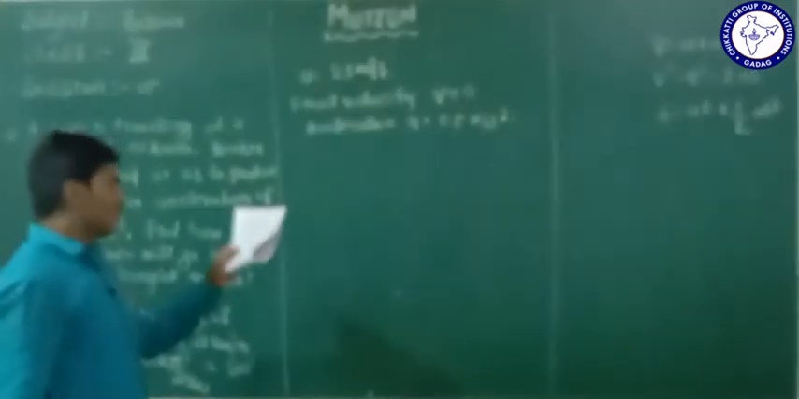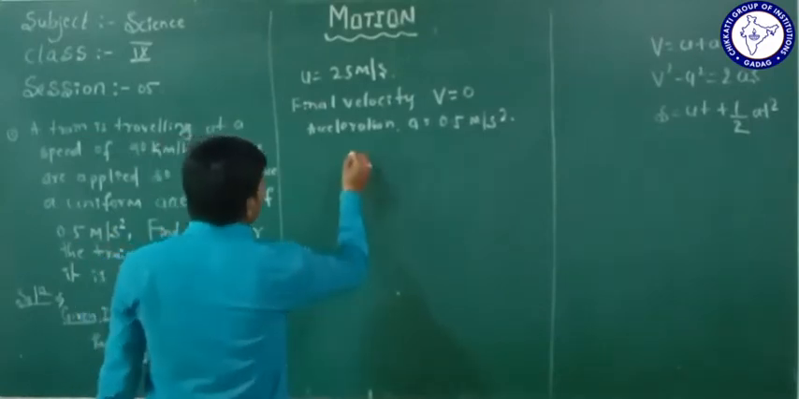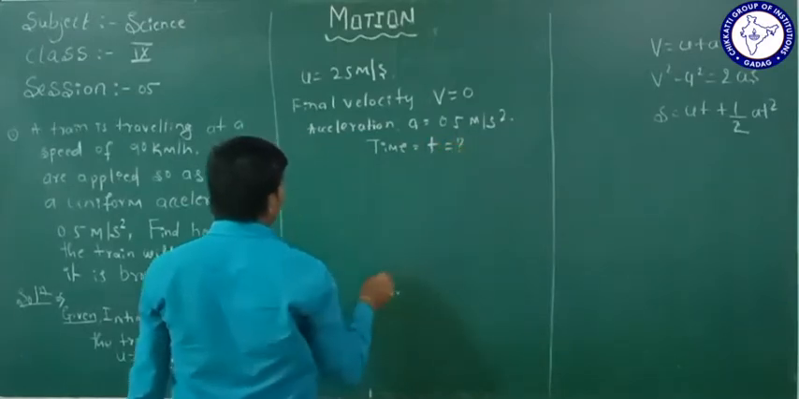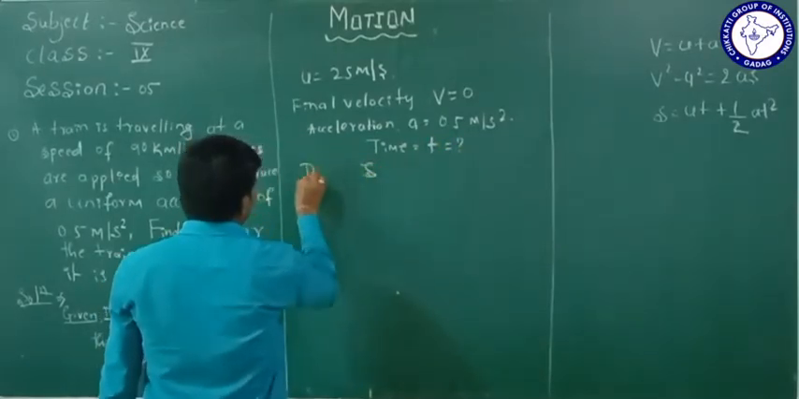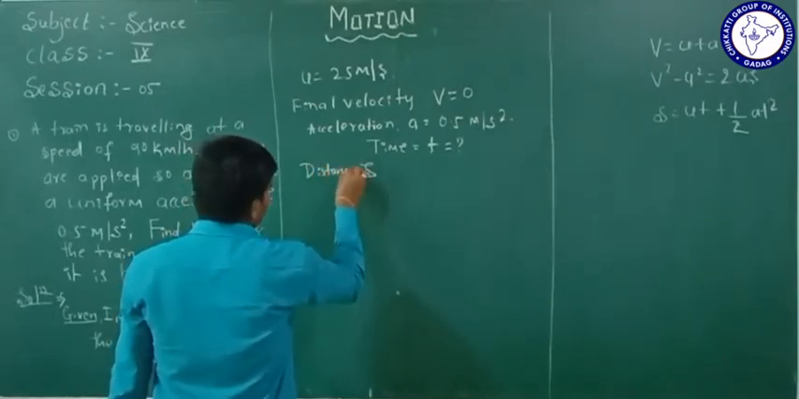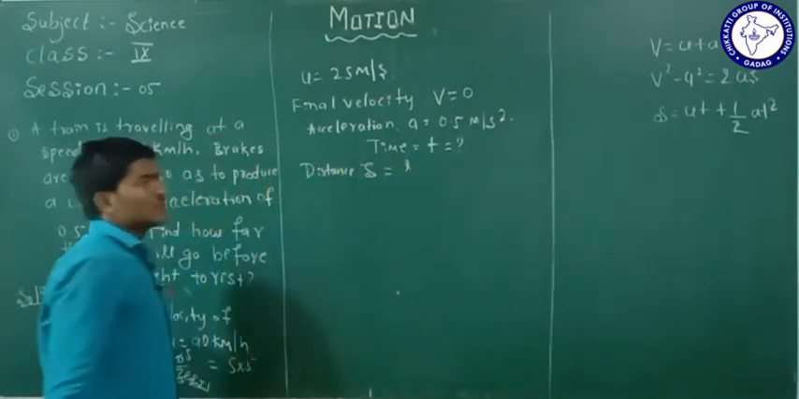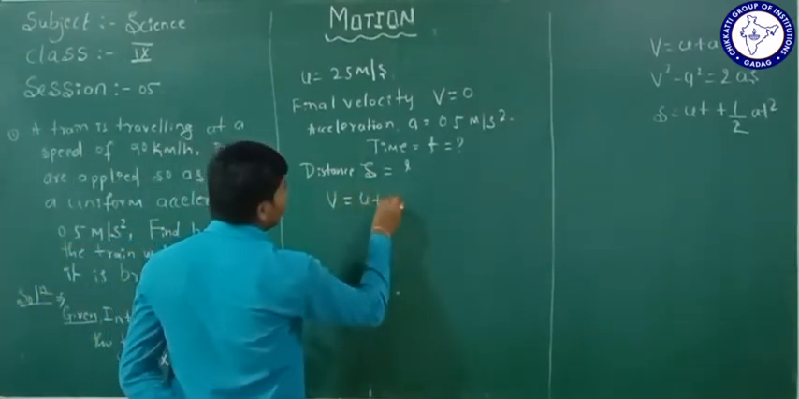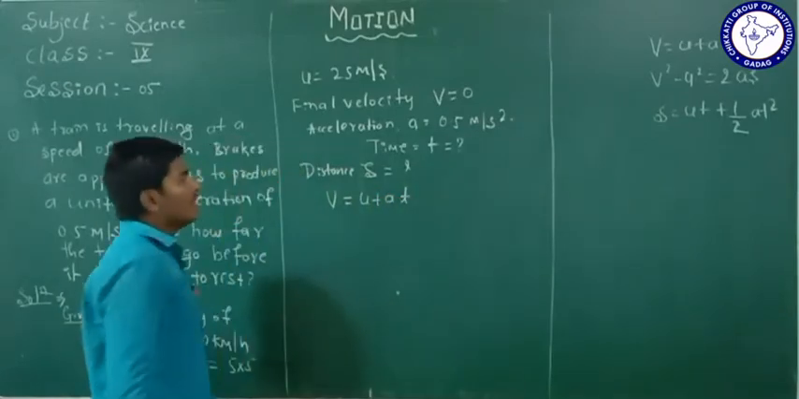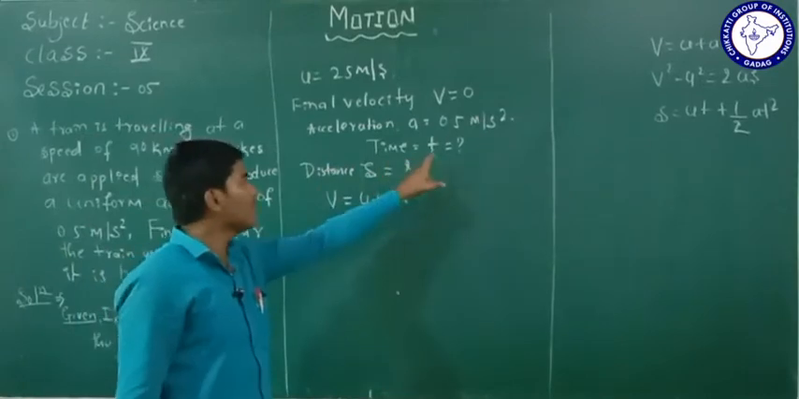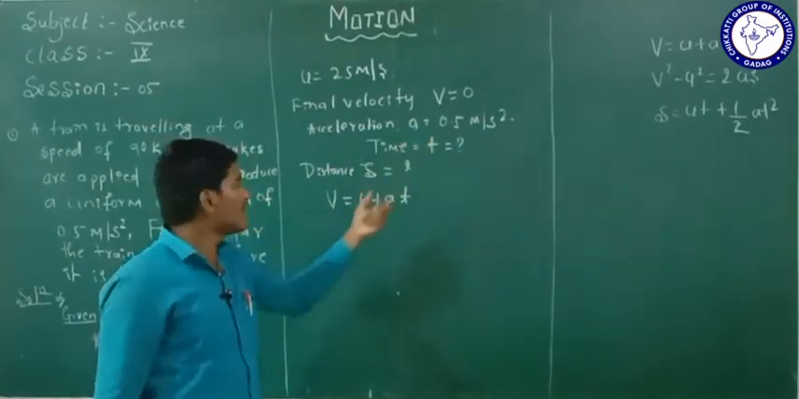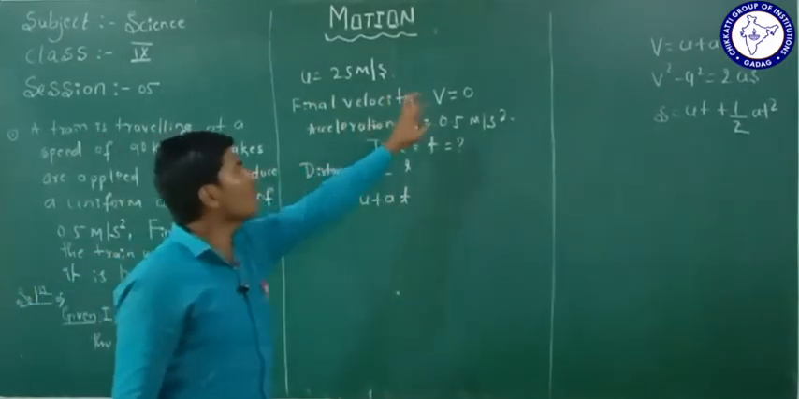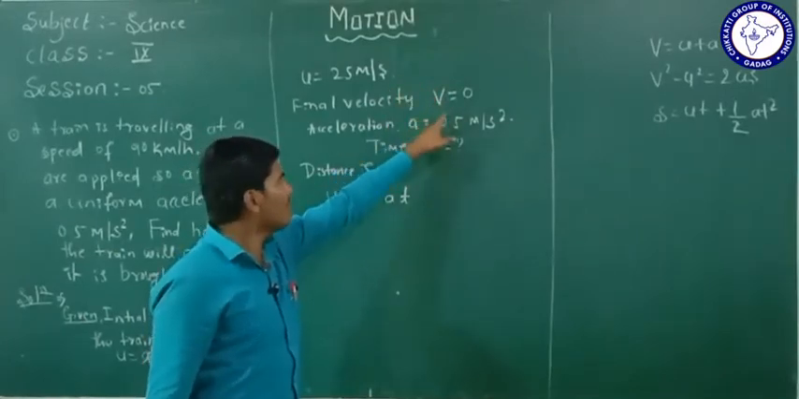And then what they have asked, we have to find the distance traveled. We have to find time t is equal to what, and also distance s is equal to what. So we know an expression, final velocity v is equal to u plus at. Why am I taking this expression here? Because first we have to find the time t. Time t is present in the expression v is equal to u plus at. And also because we know only the initial velocity, the final velocity and acceleration.